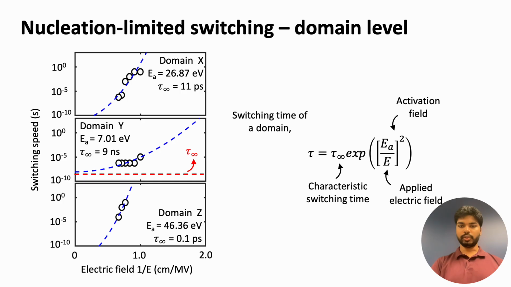Because we follow individual domains, we can actually fit each one of these domains separately to nucleation limited switching dynamics. Here we fit the switching time to the exponential of the square of the inverse field. On the left, we have shown three representative domains with the switching speed fitted to the nucleation limited switching equation that you can see here on the right, and we extracted the activation field for each of these domains and also the characteristic switching time.